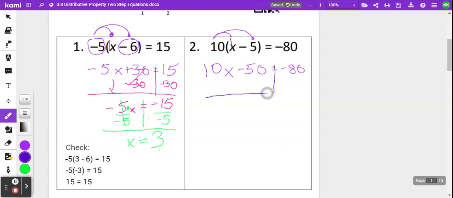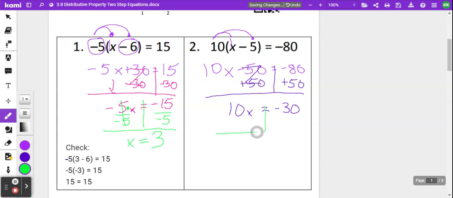I draw my line at the equal sign. I find my variable is x. I look for a constant. My constant is -50, so I will add 50 to both sides. -50 and positive 50 zero out, so I will get 10x equals -80 and positive 50, they cancel out, so I will get -30 left after they cancel out.